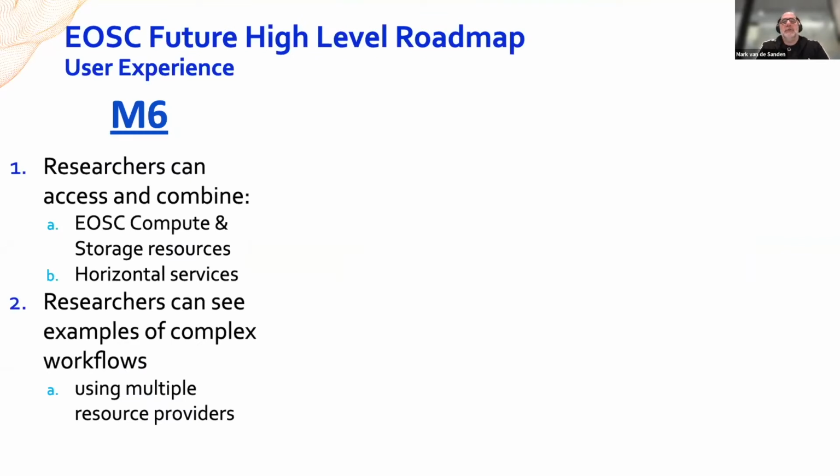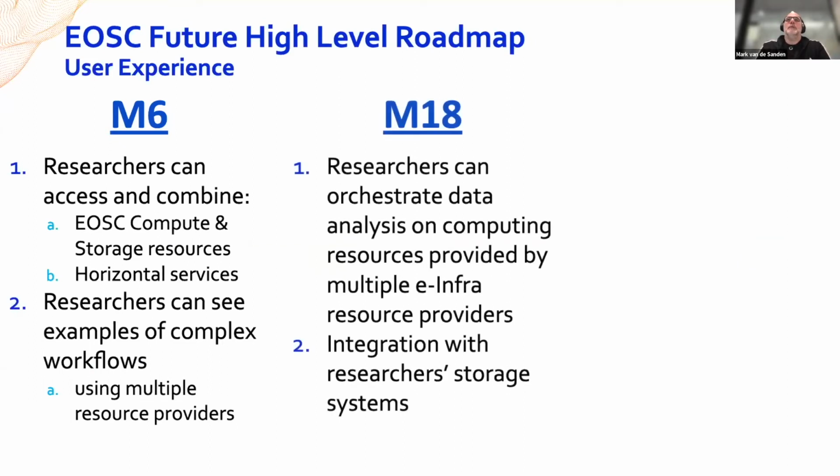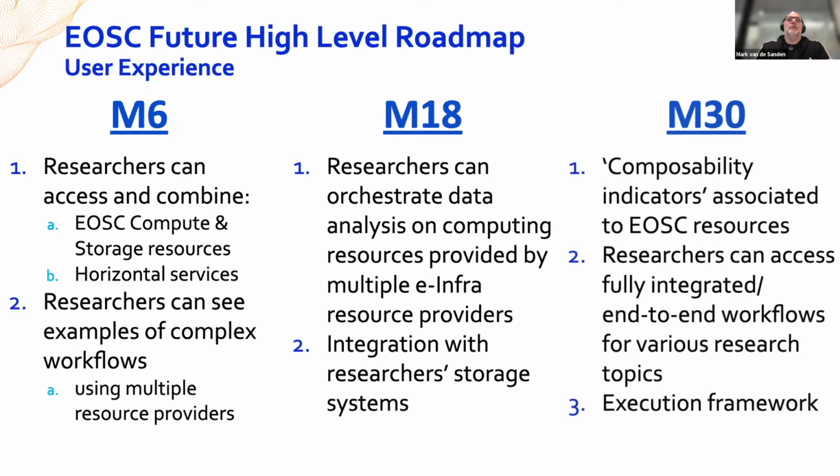Within EOSC Future, we have developed a high-level roadmap, and the high-level roadmap is organized in 3 different milestone periods, which are M6, M18, and M30. That is mainly to organize checkpoints where we can show what we have reached at those milestones. If you look at the more detailed roadmaps according to those milestones, I will point to the next slide, where the services are being presented, but also more of the roadmaps on the different services. Thank you.